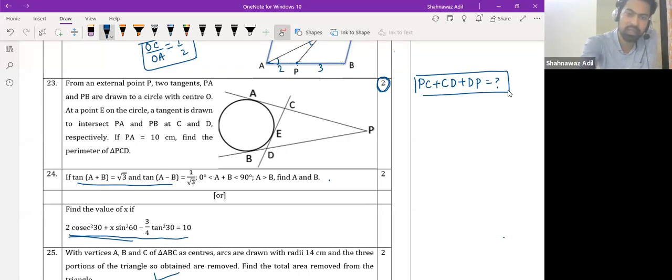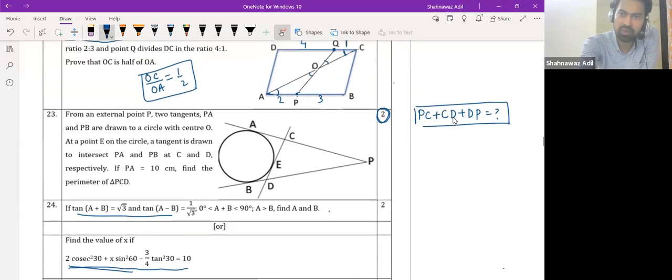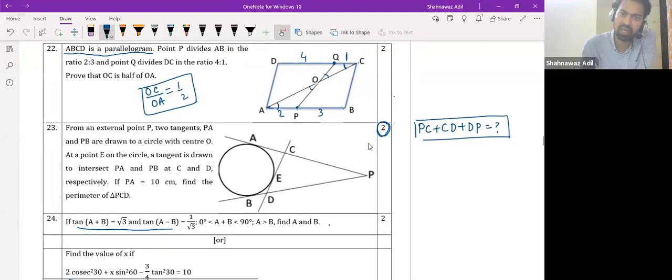And always write whatever information we have. So we have PA equal to PB, we have AC equal to CE, and we have DE equal to BG. These are the things which are given, and PA is also 10 centimeters. So these are the four pieces of information that are given.